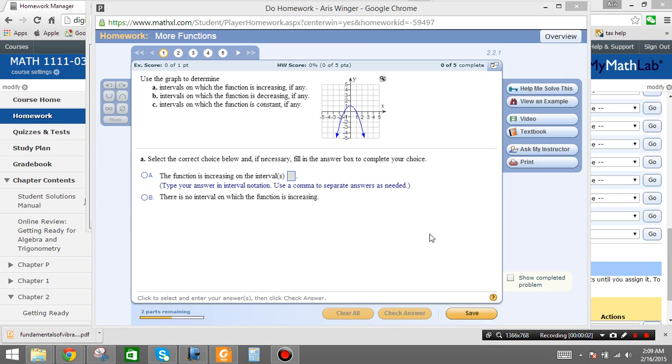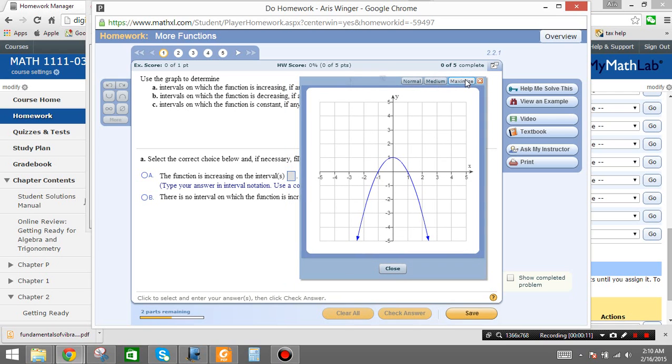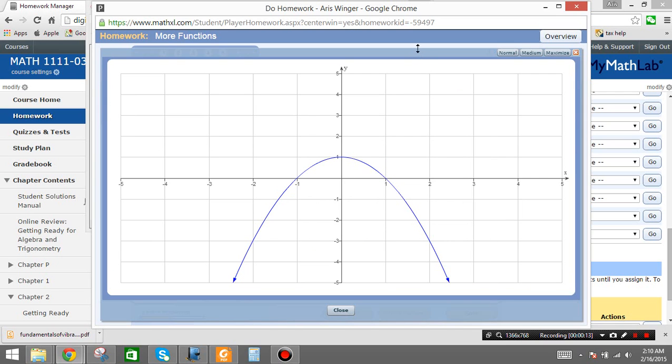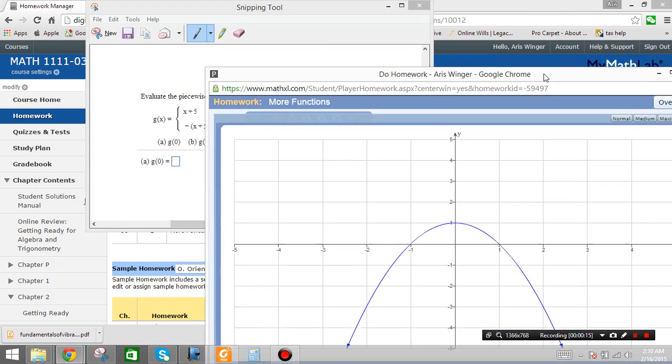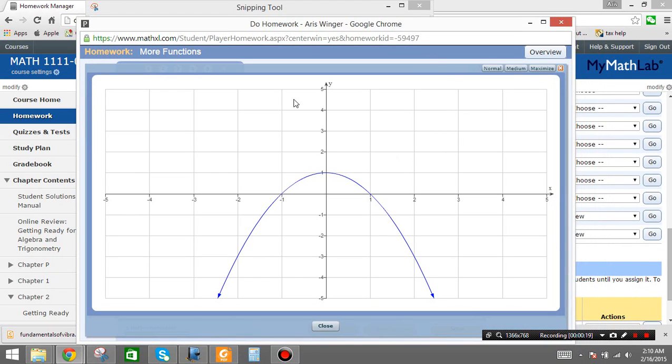We're working on the next section, which is more functions. We're going to be talking about the graphs of functions and where they're increasing and decreasing. So let's look at this one. And this one says, where is this increasing and decreasing?